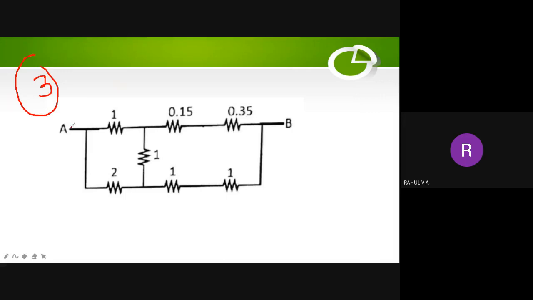Find out the resistance between A and B, RAB. So tell me how to do that. This is somewhat different from the earlier. First you have to do some simplification. Then you have to convert star to delta or delta to star. So please answer. First step. What is the first step in this?